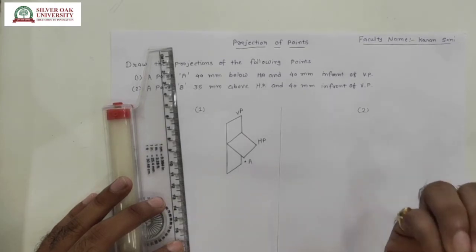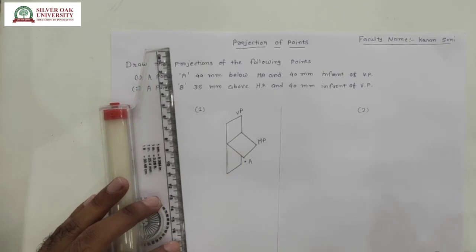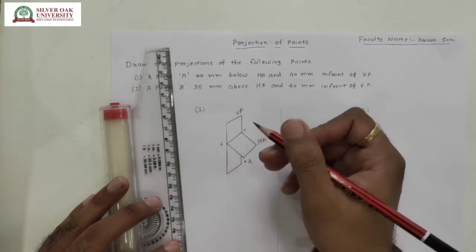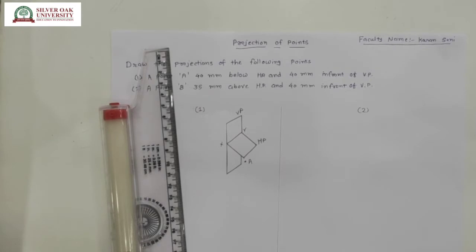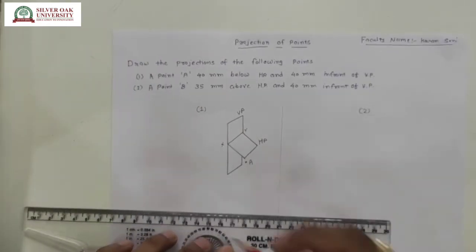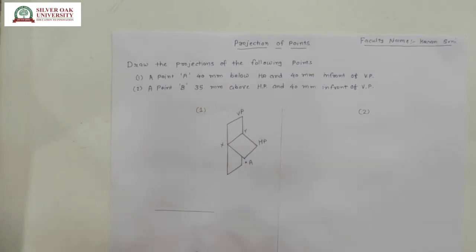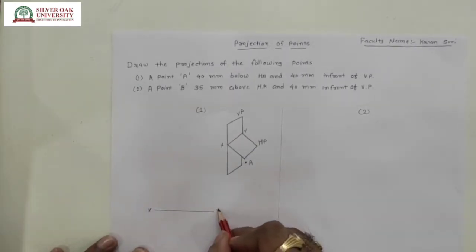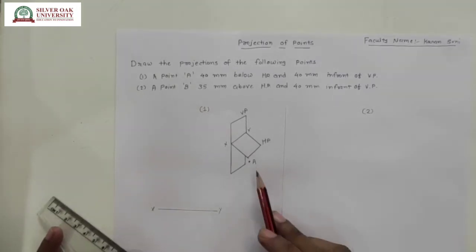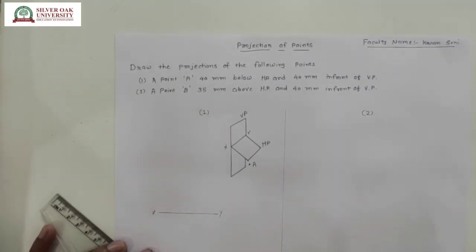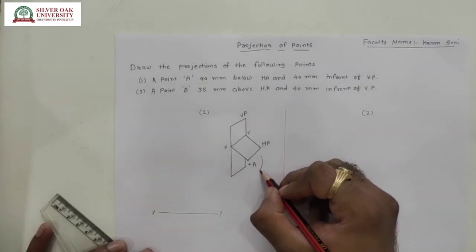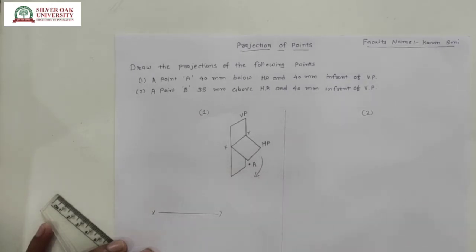Now we have to draw the projection of the point with respect to the XY line. So this is our reference XY line. With respect to the XY line, we already know that we have to rotate the horizontal plane in the clockwise direction. After the rotation of the horizontal plane in the clockwise direction, we know that the HP and VP both are below the XY line.